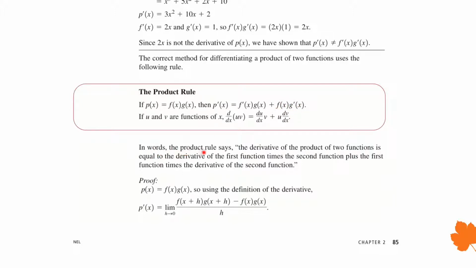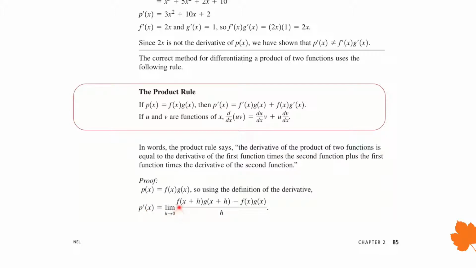In words, the product rule says the derivative of the product of two functions is equal to the derivative of the first function times the second function plus the first function times the derivative of the second function. Let's quickly go over the proof of the product rule.